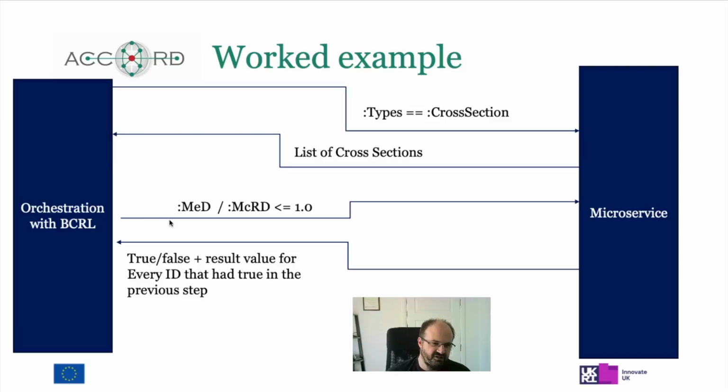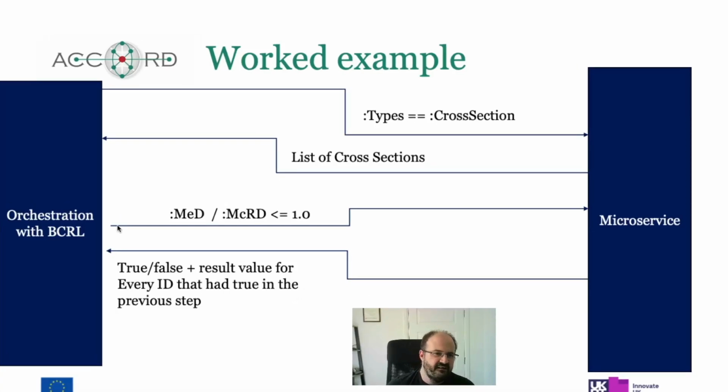For these cross-sections, it will then take this formula, which is really a division sum between 2 different variables, and pass it to the microservice. This microservice is designed to make these sorts of structural calculations, so it understands that the request has been sent. It will make the structural calculation and then return a true or false value for every cross-section that it gets asked about. So there may well be, say, 20 cross-sections in this particular building.